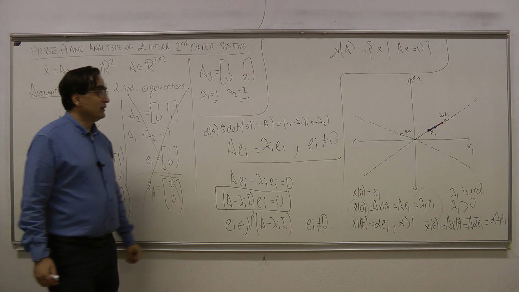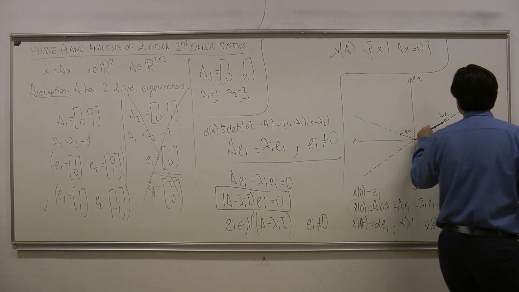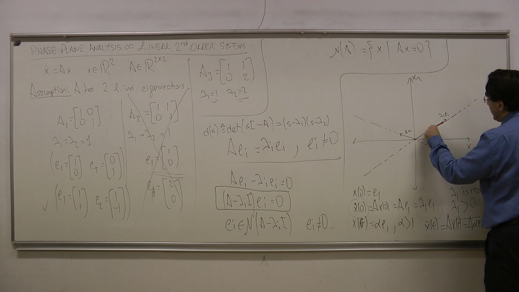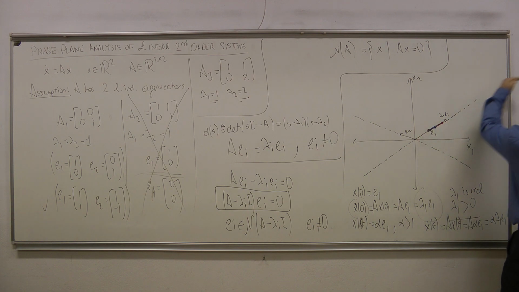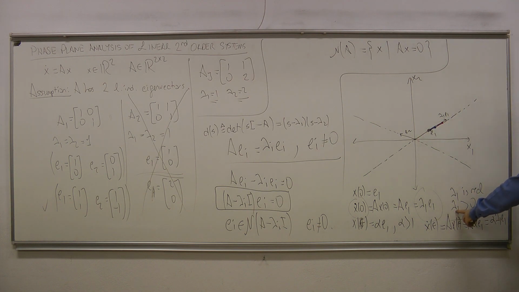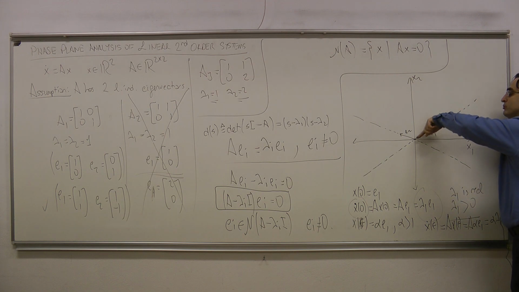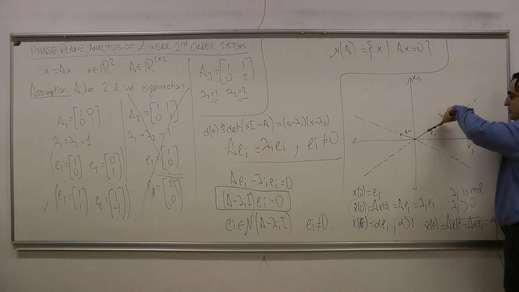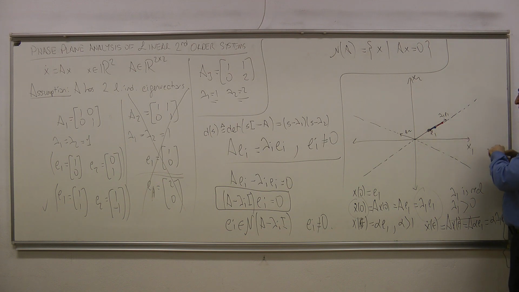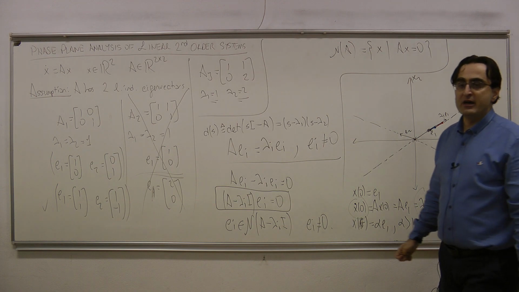Whatever we do here, if I start the state exactly on the eigenvector, then the state is going to remain on this line. If lambda 1 is positive, it's going to diverge towards infinity on this line. If lambda 1 was negative, in that case the state would converge to 0, because the velocity would always be pointing towards the origin, and once we reach the origin, the state is going to remain there.